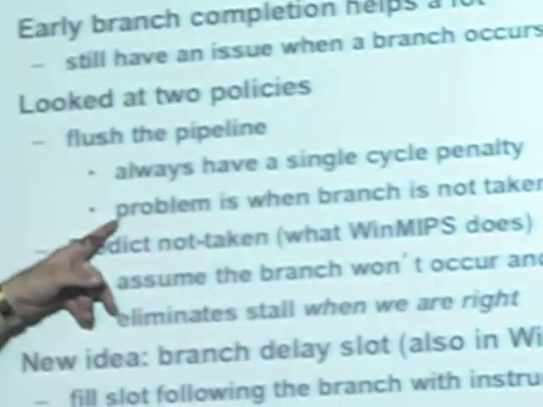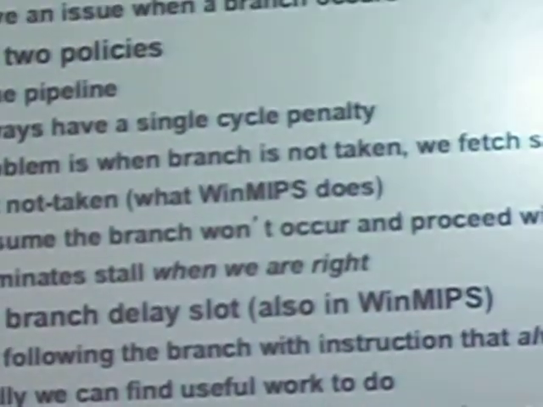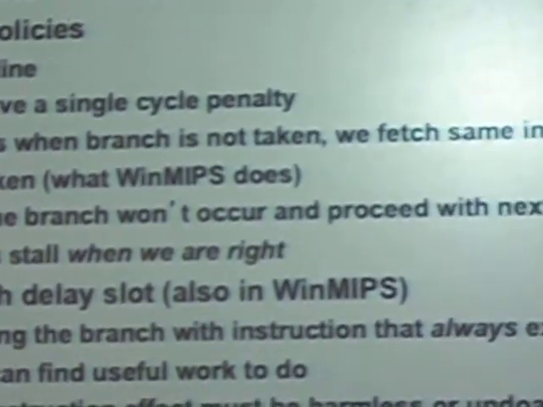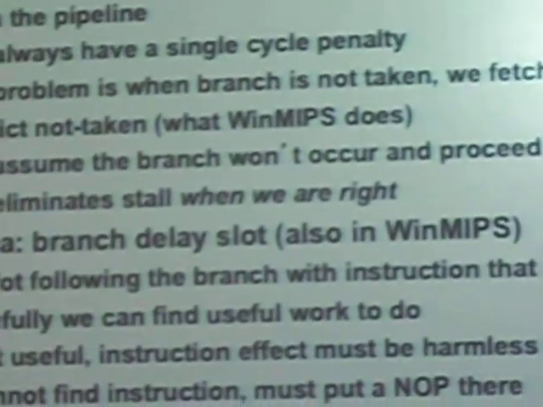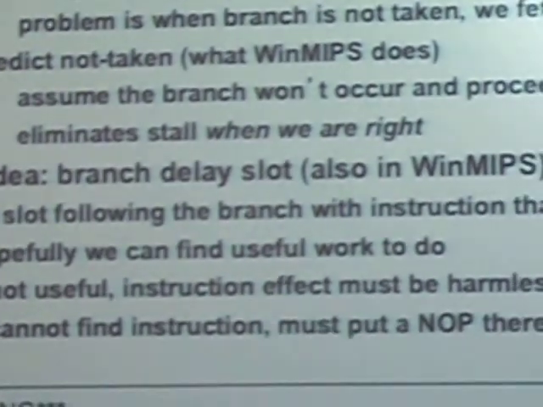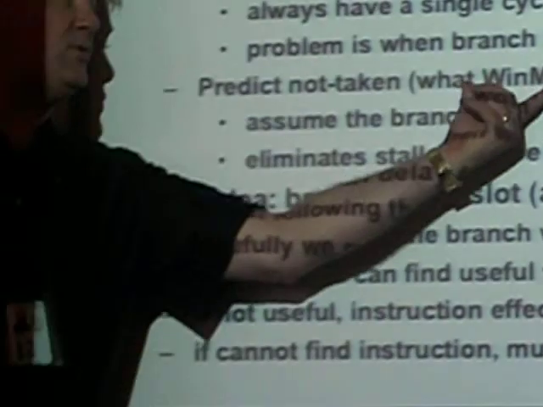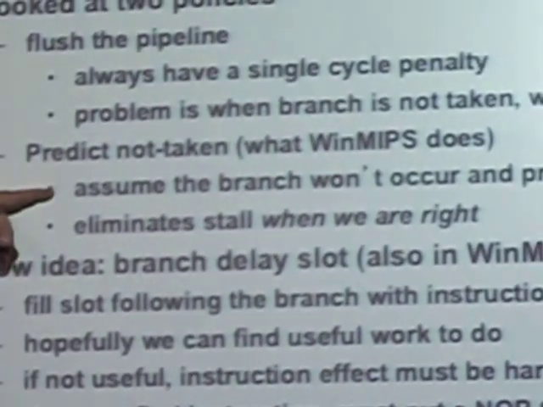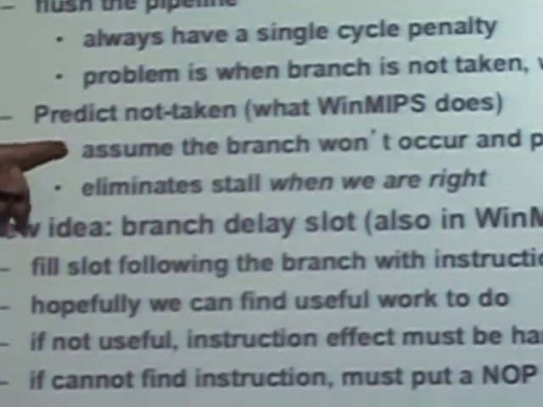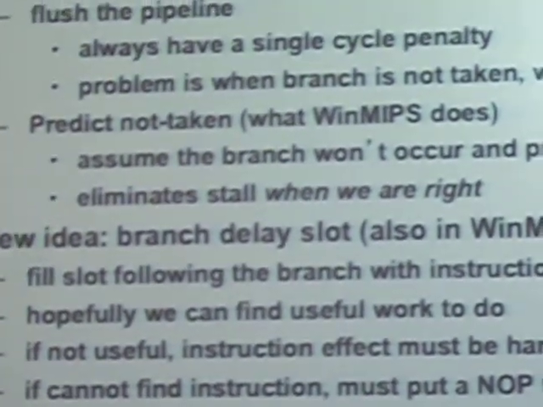Now, one of the issues with that, though, is when the branch was not taken, you ended up fetching the same instruction twice. But it's just 1 clock cycle. Right? And so what we did is we said, hey, let's assume predict not taken. By the way, that's one of the things that WinMIPS supports. Assume the branch won't occur and proceed with the next instruction. And when you're right, it eliminates the stall.